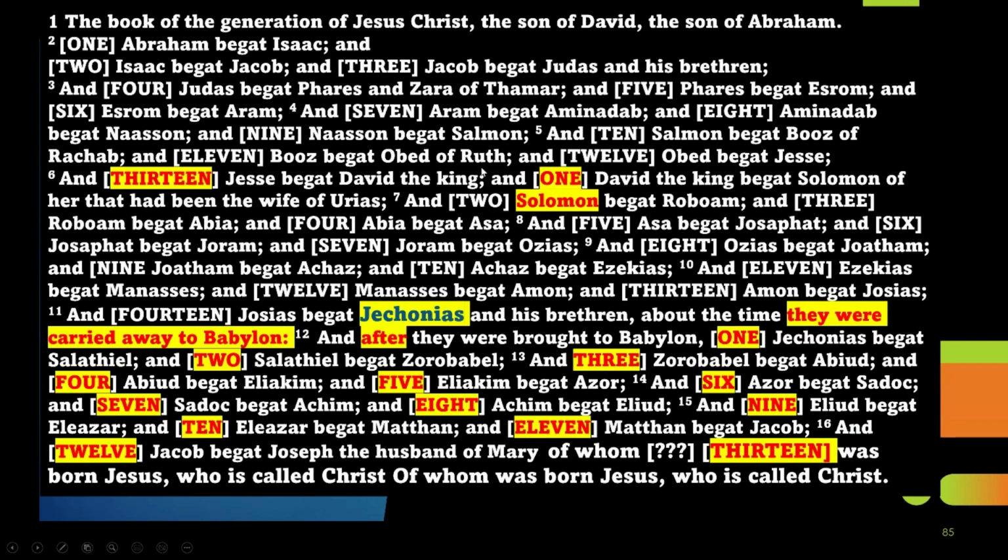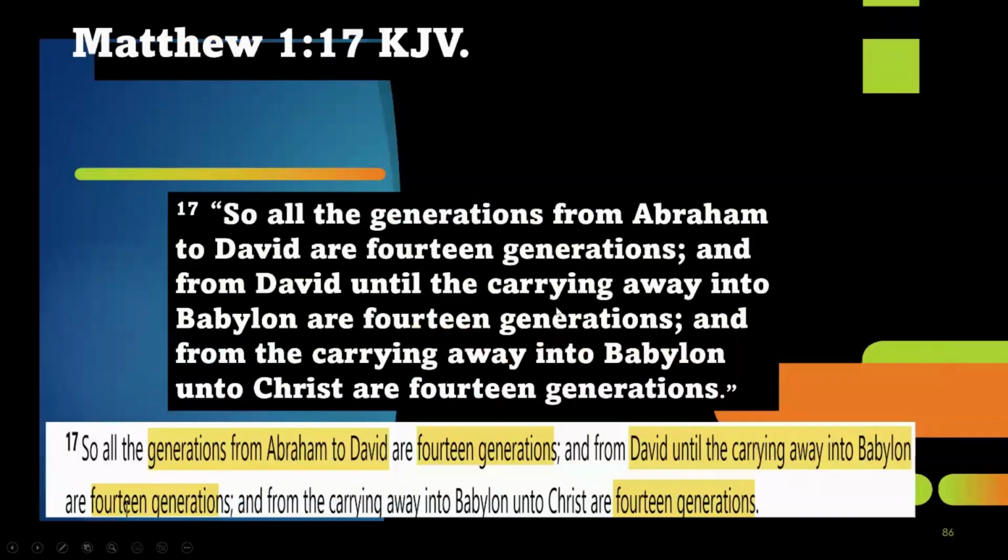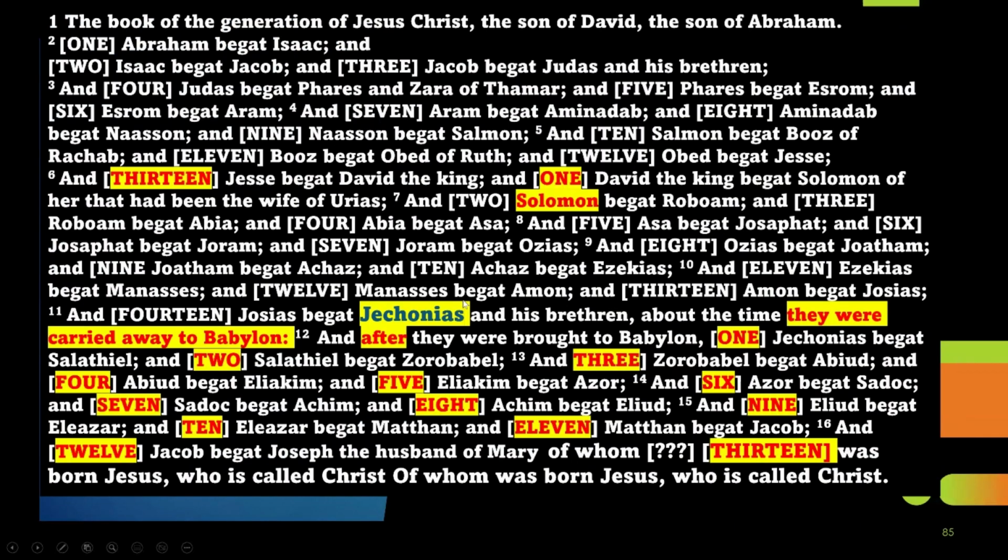So then once you get to David, then you count one, David the king. And when you go further to the end of 14, you end up where they were carried away to Babylon. So that would fit in with the verse 17, which says from David until the carrying away into Babylon is 14.